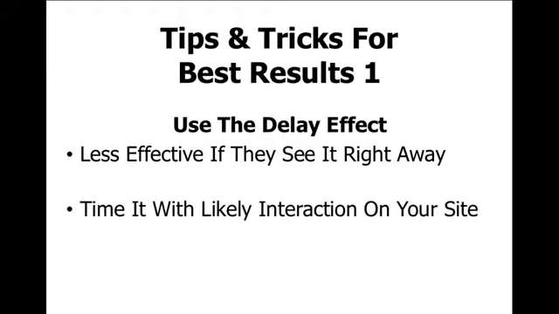Not saying you won't get results from 0, and by all means test all different settings and find out what works for you, but we found that it's most effective if you use a bit of a delay. And it's especially effective if you can time it with an likely interaction on your site. For example, if there's a video on the page you're showing it on and you know that most people that go to that page watch the video, it might be good to time your Covert Action Bar pop-up until you know that people are well into that video.